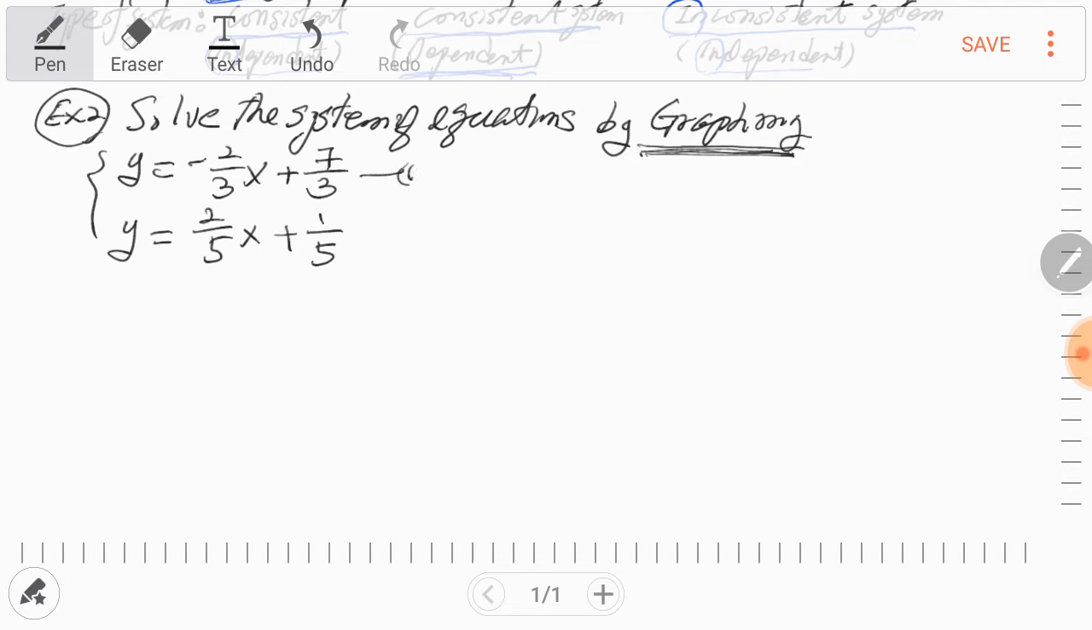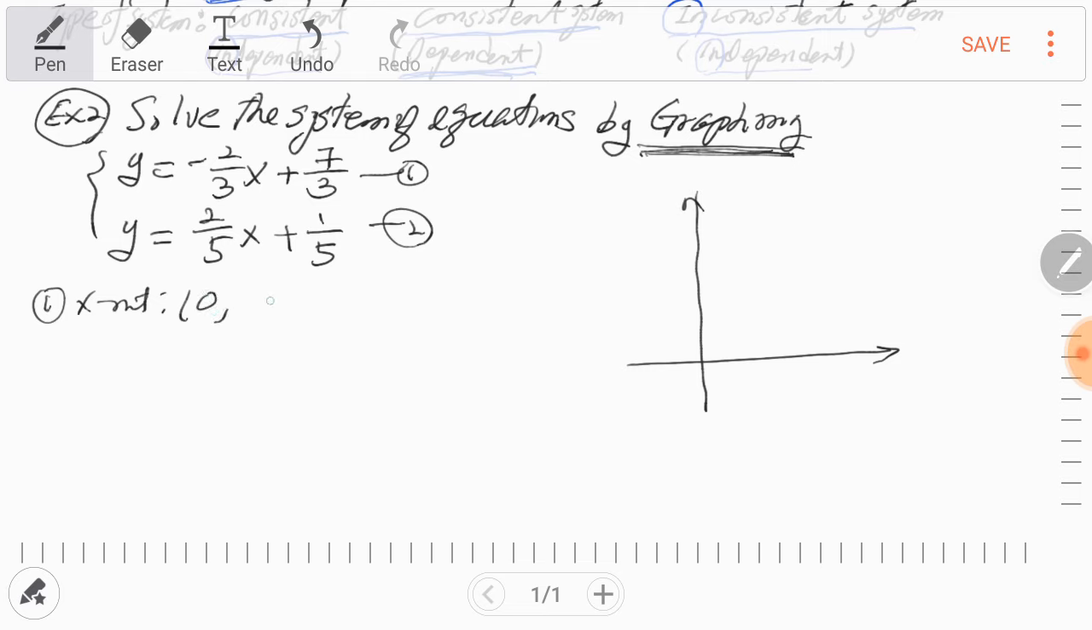Here's the first equation and the second equation. Let's graph the first equation. In order to graph it, let's find the x-intercept. For the x-intercept, set the y value to 0. Then 0 equals negative 2/3 x plus 7 over 3. Let's multiply this by 3. Then 0 equals negative 2x plus 7. So move negative 2x to the left: 2x equals 7. Then x equals 7 over 2.